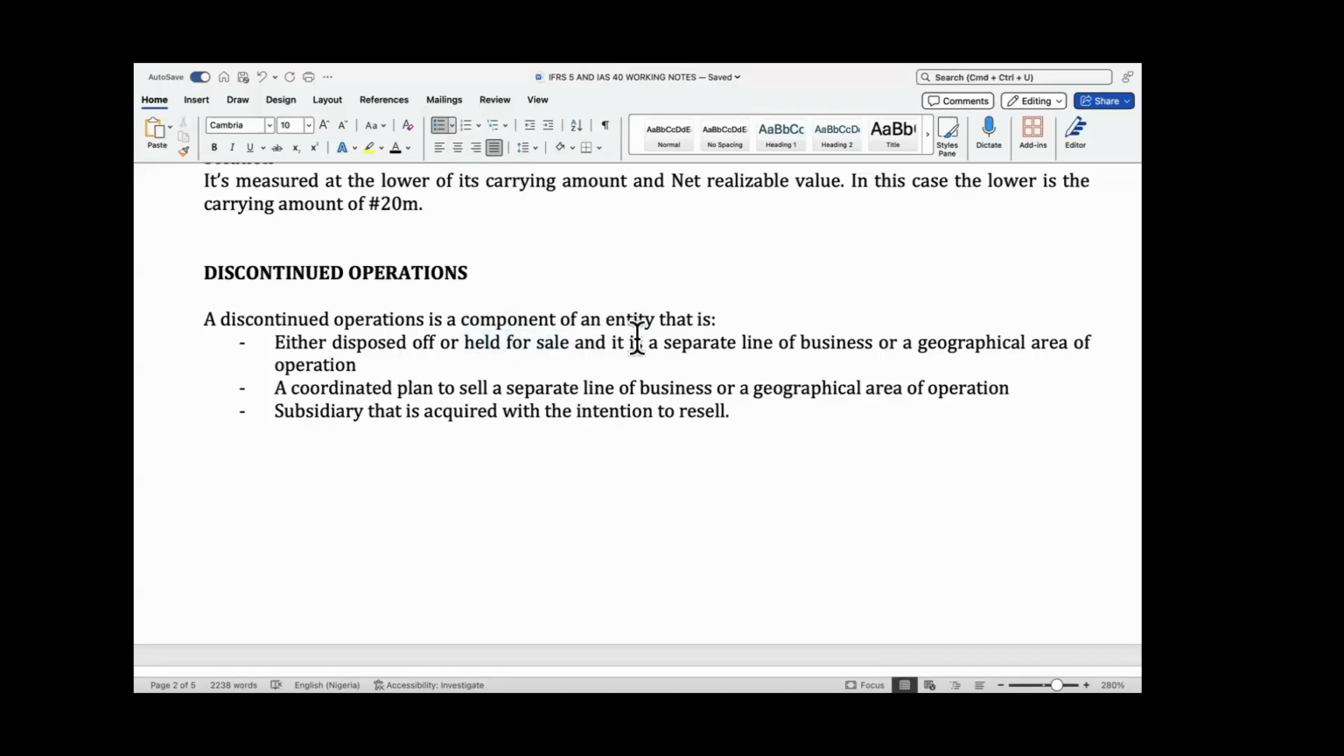And it's a separate line of business or a geographical area of operation. That confirms that it could be a segment, it could be a branch, it could be a subsidiary like that. Or it could be just a plan to sell, meaning that you are still holding it for sale. It could be a coordinated plan, meaning you have not sold, but you are still holding it for sale.